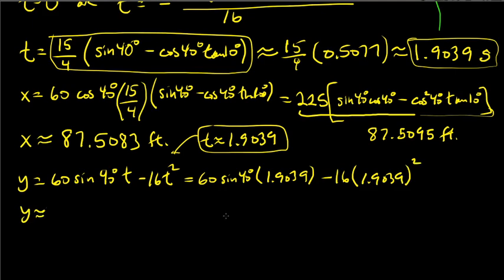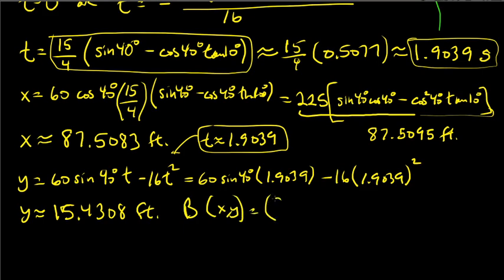Right, so y is approximately 15.4308. Again, your results may be a little bit different if you got the exact value, for example. This is also in feet. So the point B, the point where it lands, has coordinates approximately 87.5 feet, but let's say 87.51. Now we'll go down to 2 decimal places, and 15.43.